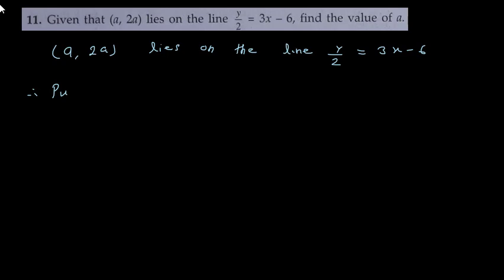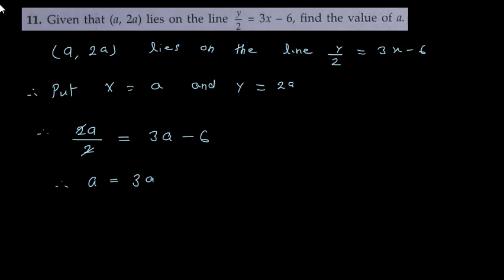Therefore put x equal to a and y equal to 2a. So we put y equal to 2a, so we will get 2a divided by 2 is equals to 3 into, in place of x we will put a, minus 6. Now this 2 and 2 will cancel, therefore I can say that a is equals to 3a minus 6.